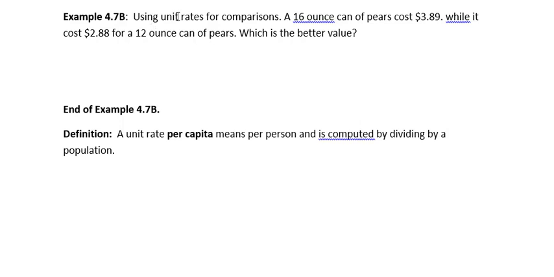So here is unit rates for comparison, right? They're good to compare. I got a 16-ounce can of pears for that much money, while it costs $2.88 for a 12-ounce can of pears. What's the better value? The better value is not always the one that comes with the most. Actually, stores will trick you, and the more is not necessarily the better price. So I would press pause and think about it, and I'll put up the answer.